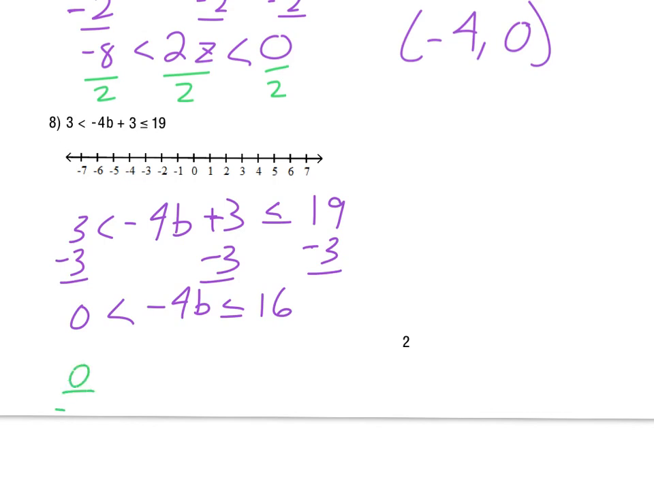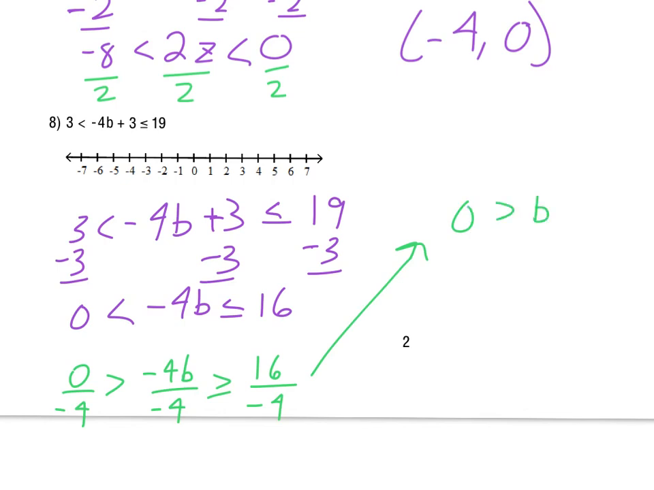So when I divide by that -4, it will flip the direction. If I have the 0 divided by -4, now that's a greater than. -4b divided by the -4, now this is a greater than. 16 divided by -4. So we end up with 0 greater than b greater than -4. You can work with that, but I would suggest flipping the whole thing over. So -4 is less than b is less than 0. That's a little bit easier to look at.